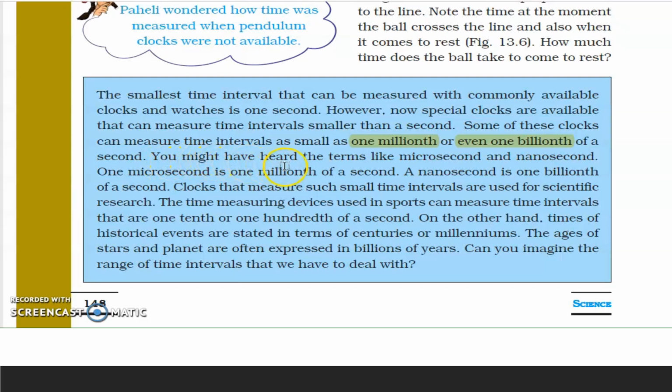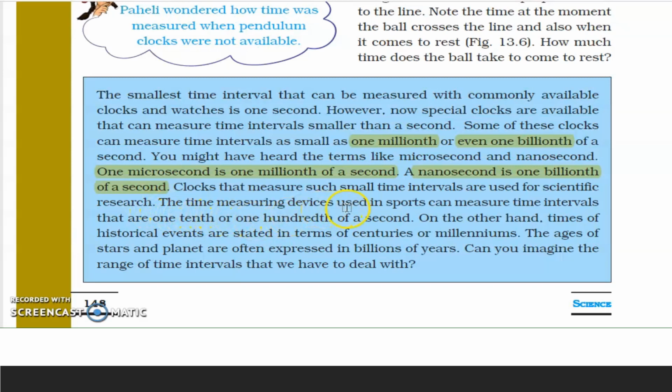You might have heard terms like microsecond and nanosecond. 1 microsecond is 1 millionth of a second and 1 nanosecond is 1 billionth of a second. Clocks that measure such small time intervals are used for scientific research. In space research and different scientific research, we need to measure time quite accurately.